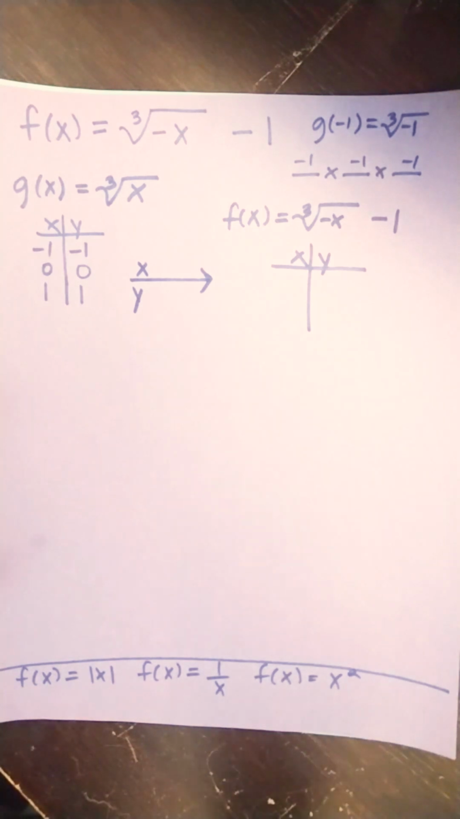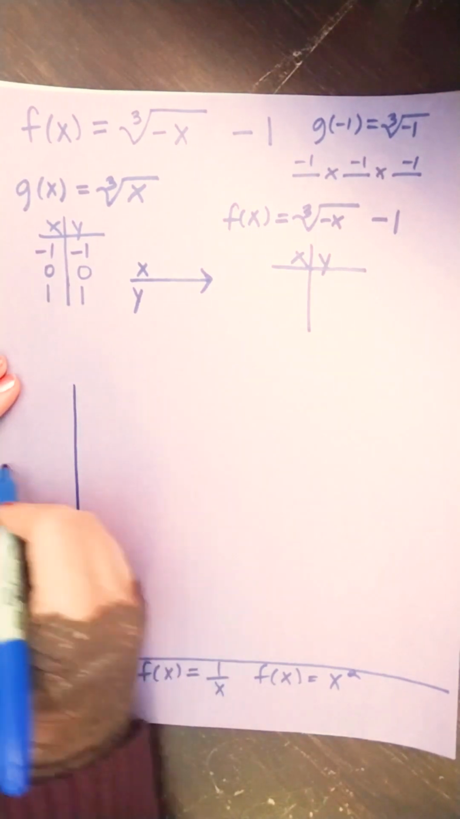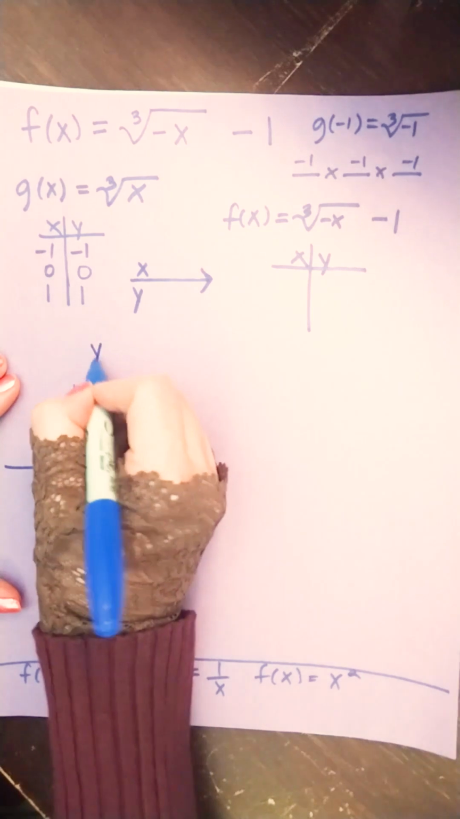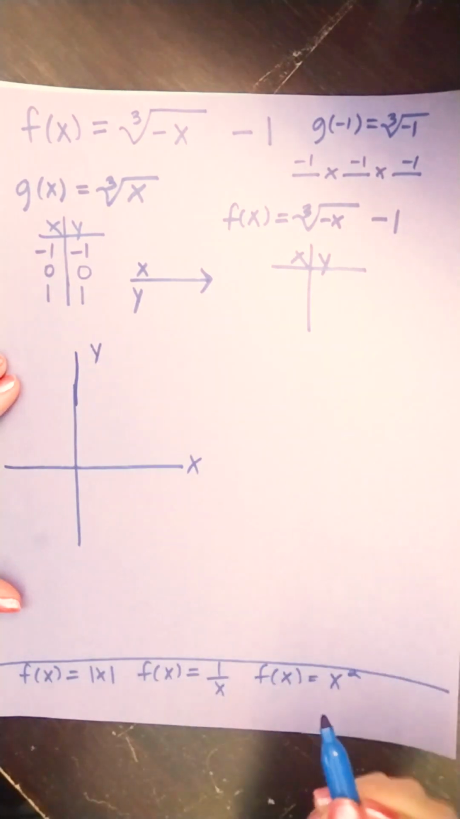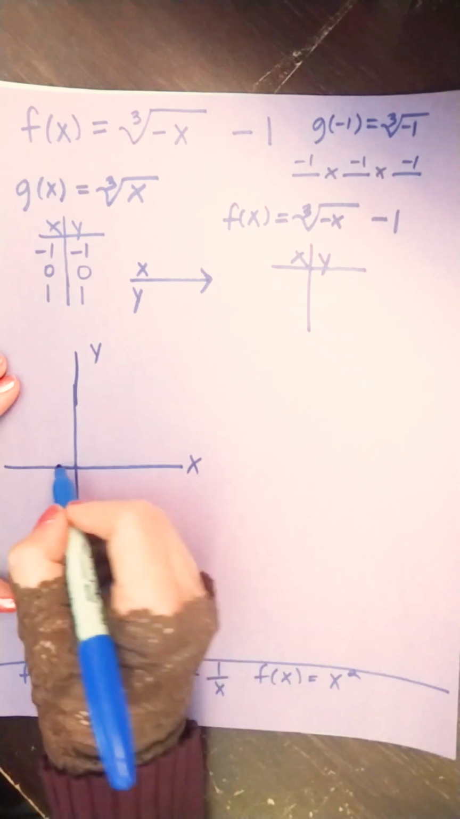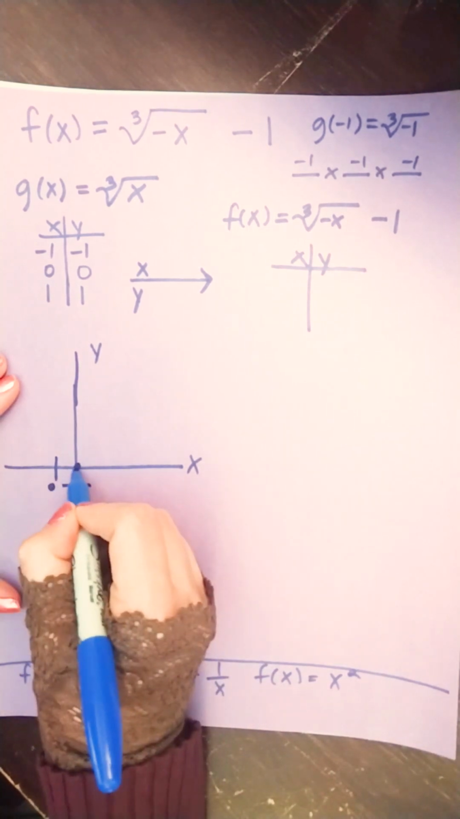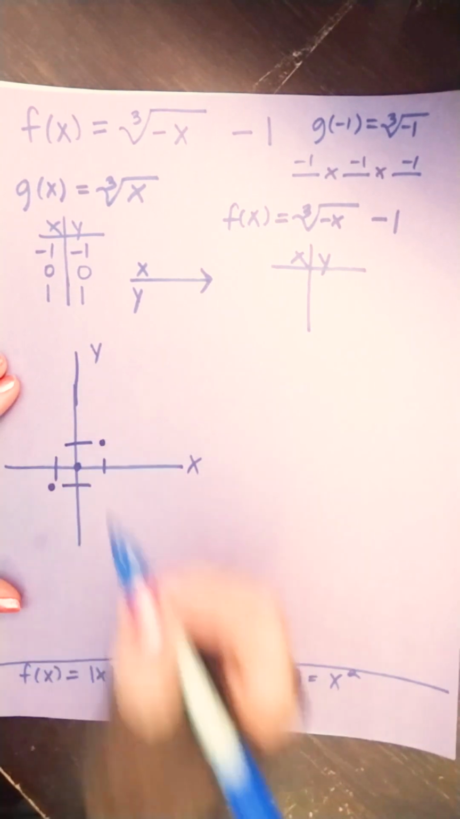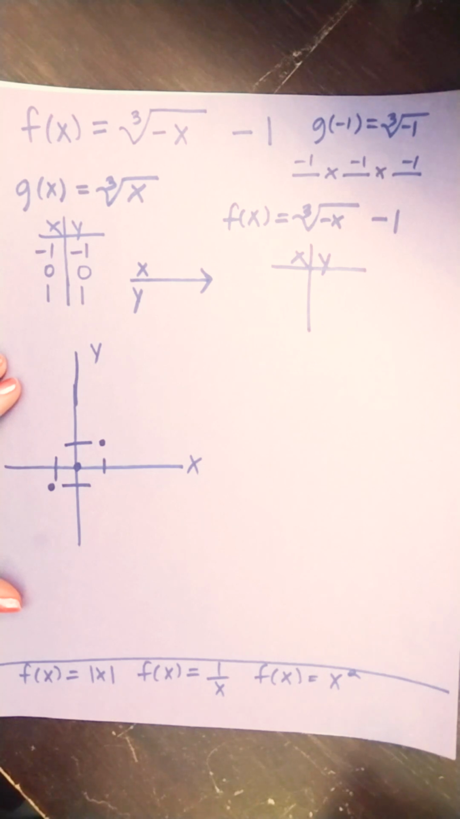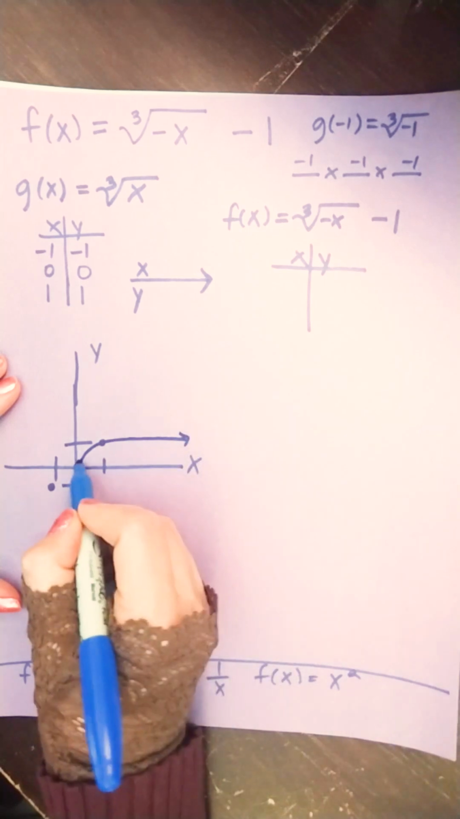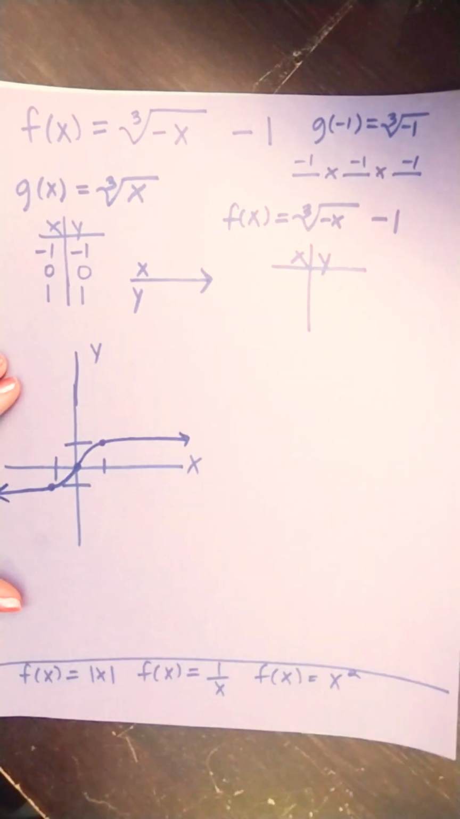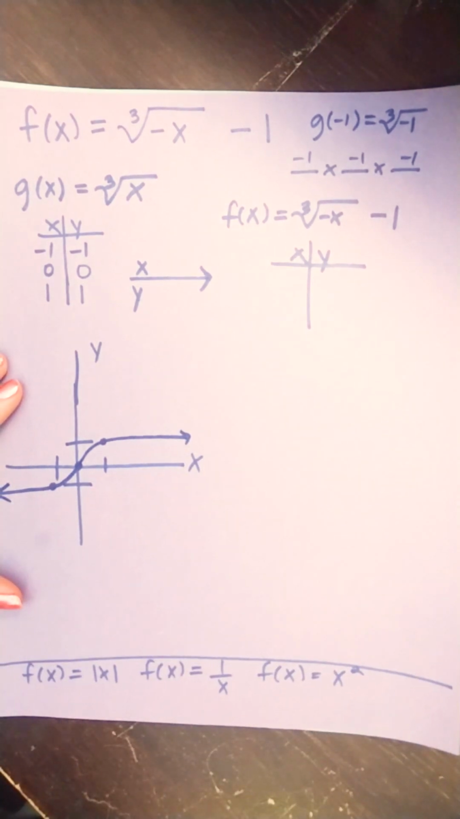Okay, so if we look at our starting graph, we have the points negative 1, negative 1, 0, 0, and 1, 1. With this function, the shape of the graph looks like this, right? That's how the dots connect.